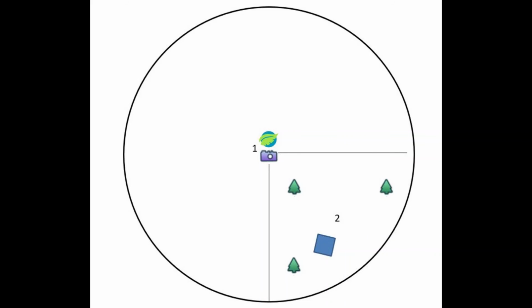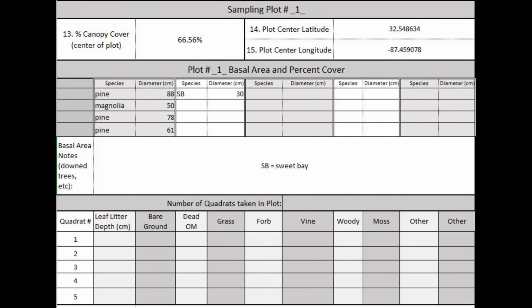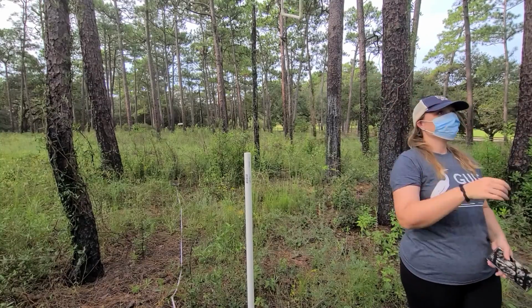Next, walk a second measuring tape out to the east or west in a similar fashion. This will establish a subsection of the plot to collect DBH measurements, leaf litter depth, and ground percent cover. Measure the DBH of each tree in this subsection, noting their species and DBH measurement on the datasheet. Randomly toss the quadrat.